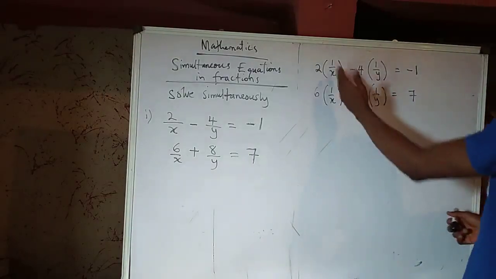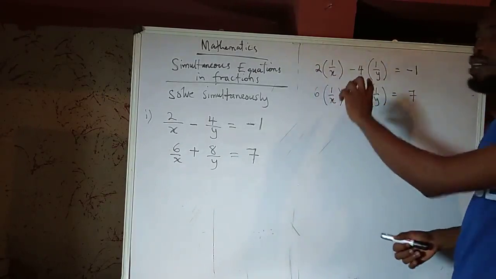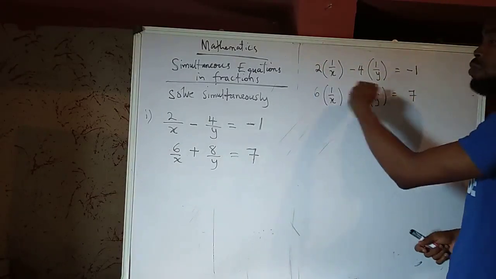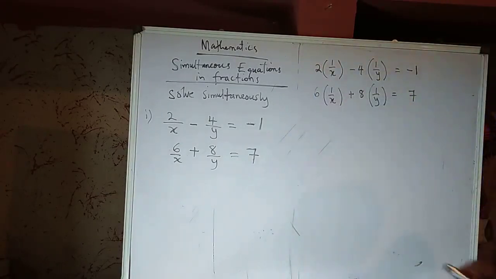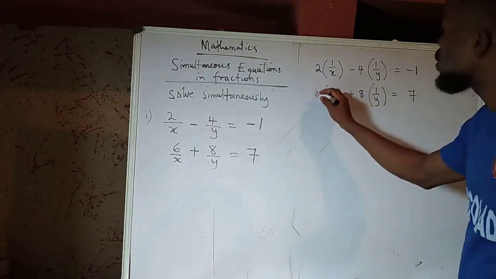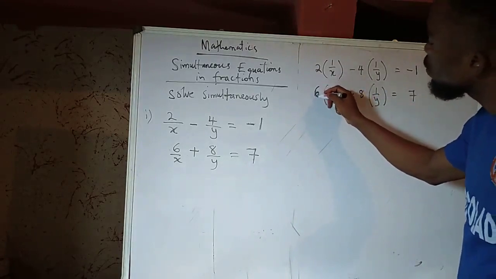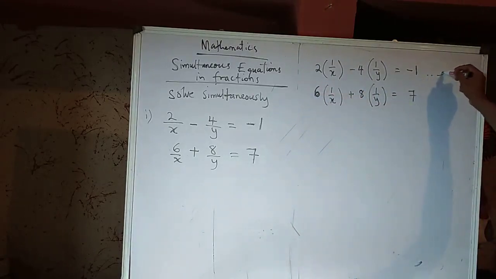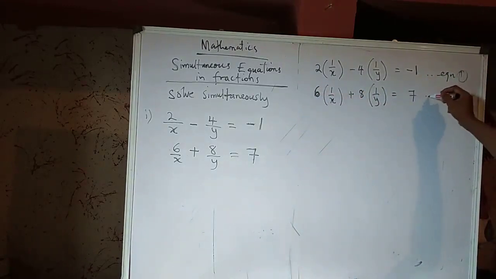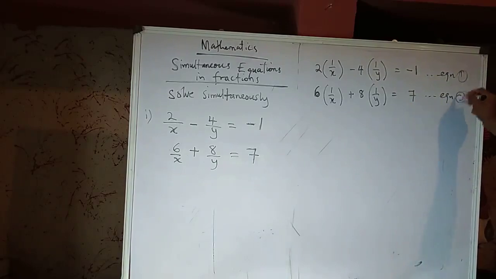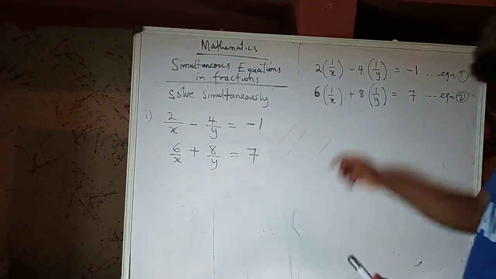Okay, so these are now the variables I have. The variables are like reciprocals. Okay, they are like reciprocals. I'll call this equation 1, and I'll call this equation 2. Okay, call that equation 1. I'll call this equation 2.